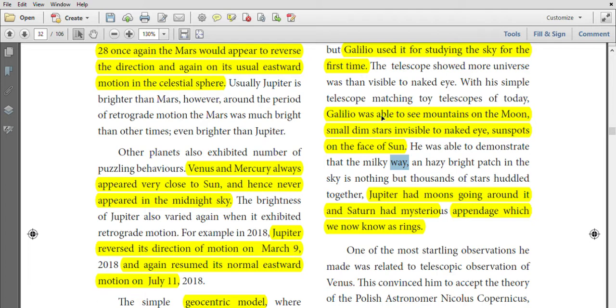Galileo was able to see mountains on the moon, small dim stars and sunspots by using the telescope. Jupiter had moons going around it. He also found moons around Jupiter and Saturn. Jupiter has many moons and Saturn also has many moons. Saturn has rings around it.